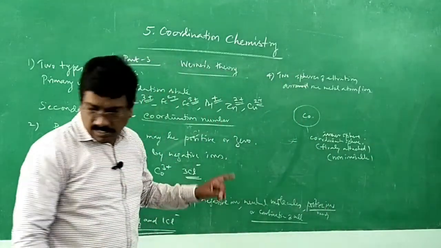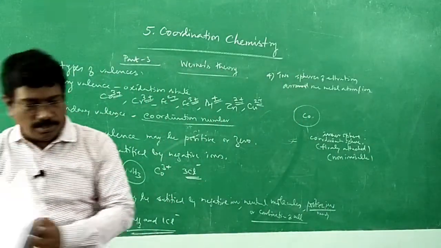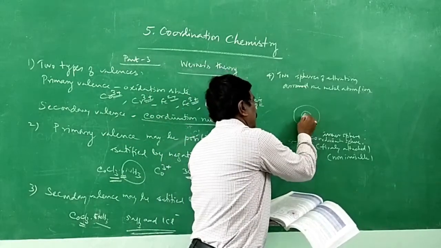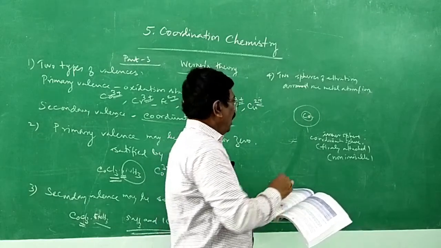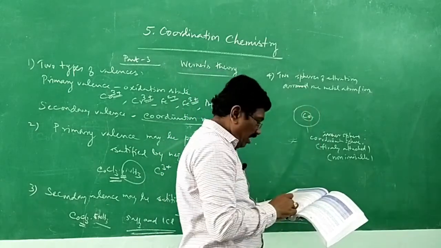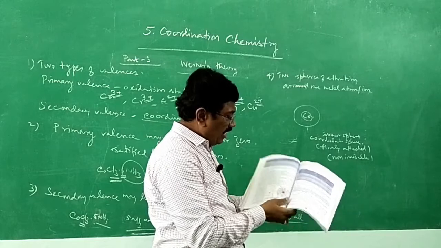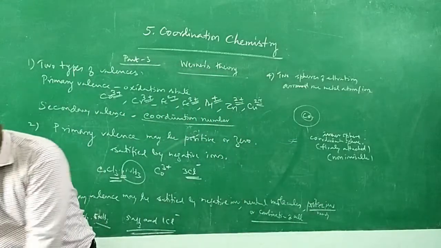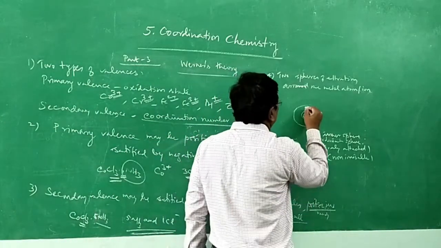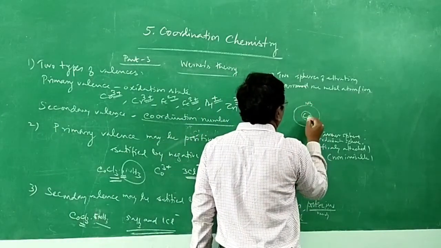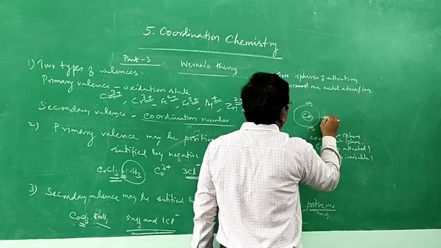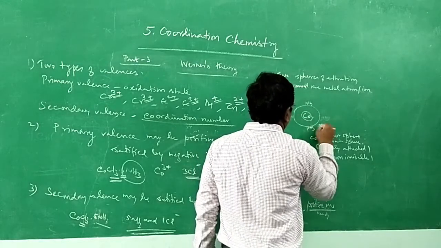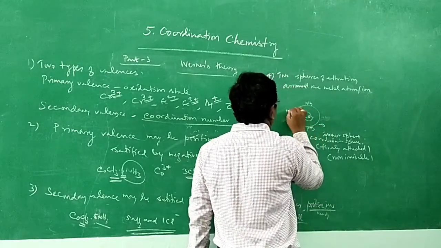So just refer to the book. They have drawn cobalt as the central metal, and around that they have drawn 6 ligands, of course equally distanced. Likewise, 6 ammonia will be available. So here, 1, 2, 3, 4, 5, 6.